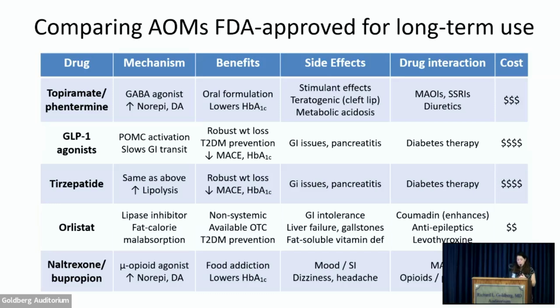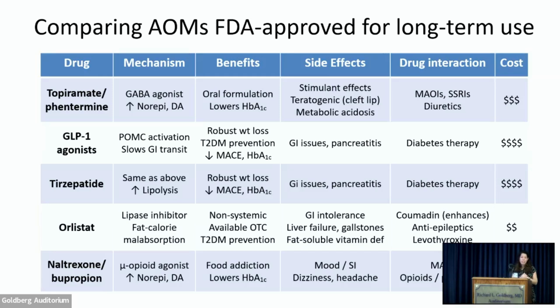It's an oral drug if your patients are not excited about an injection, and it does have a proven A1C lowering benefit. Some side effects include stimulant effects. It's teratogenic, so any women of childbearing age thinking about taking this medication need pregnancy tests before they start, and then routinely throughout, and need to be using reliable forms of contraception. And it can increase risk for metabolic acidosis and kidney stones. It does interact with some drugs, and it's fairly expensive when there's no coverage, to the tune of about $300, $400 a month. But a lot of the insurances are going towards these older, less effective therapies for coverage.